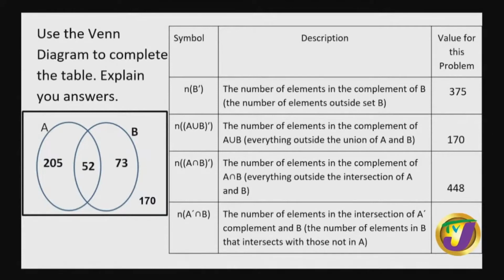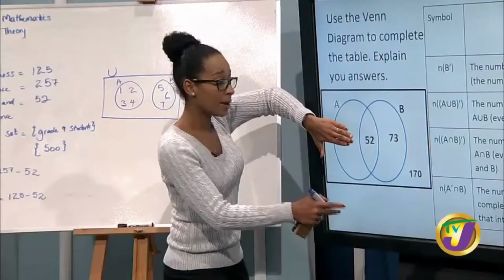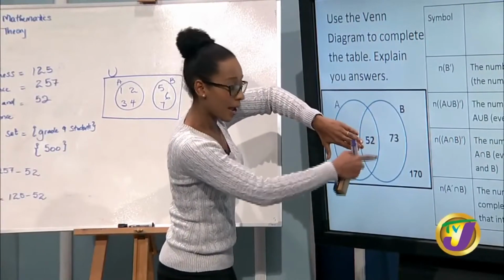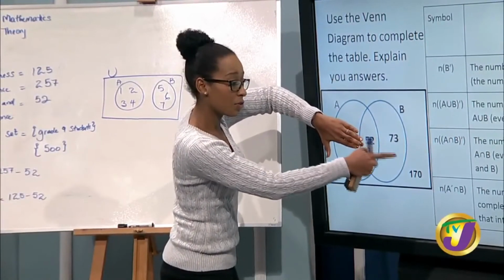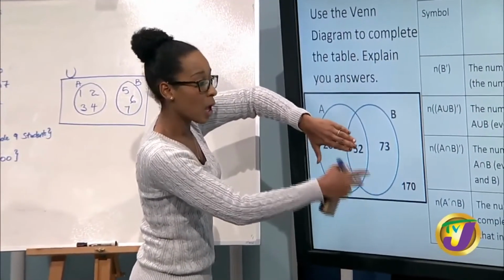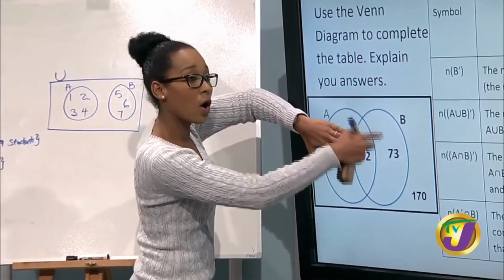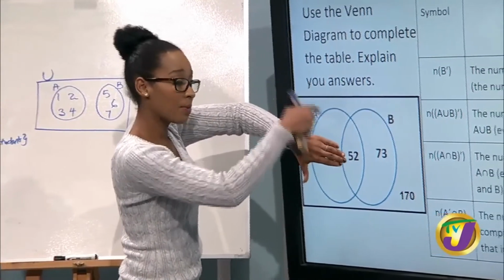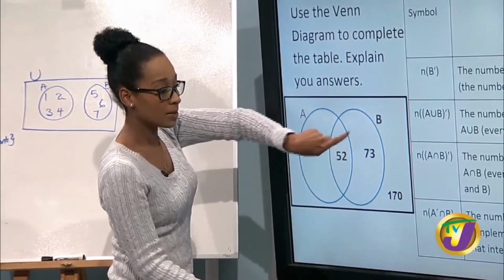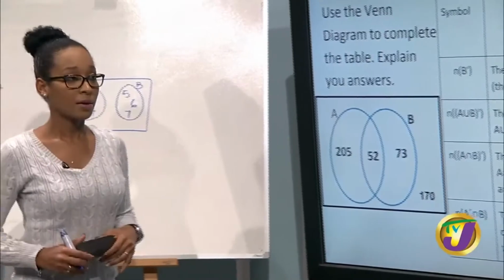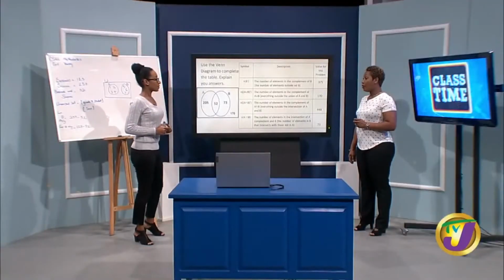So remember for this one, A complement, outside of A, which intersects. Right, because it would have been 73 plus 170. But we're looking at the intersect of B. So we're looking at A complement intersect B, which would be exactly 73. All right, I think they're getting it. I hope they're getting it.